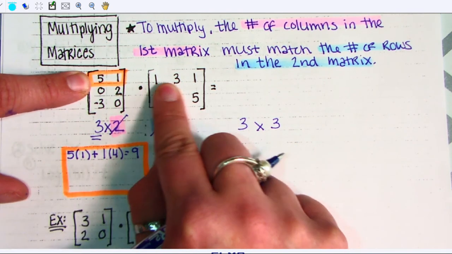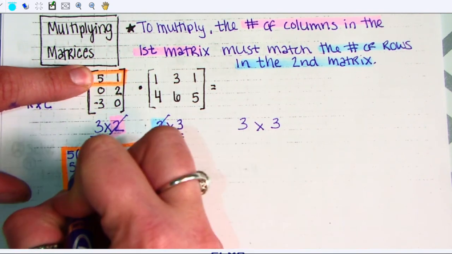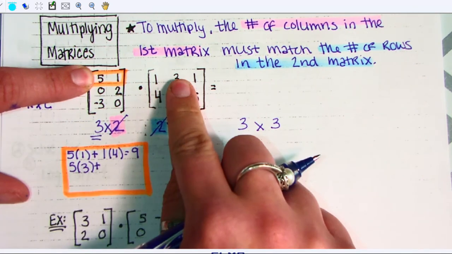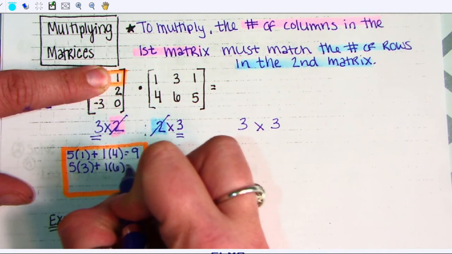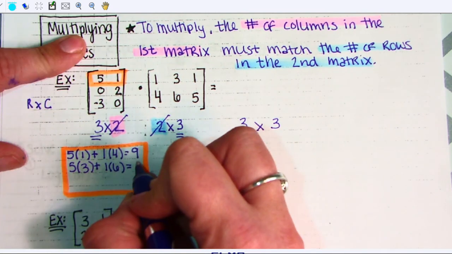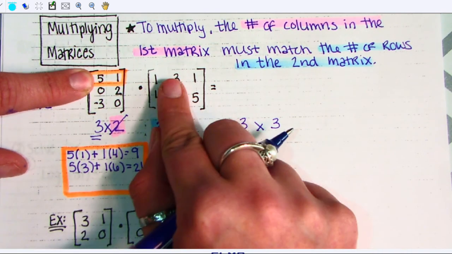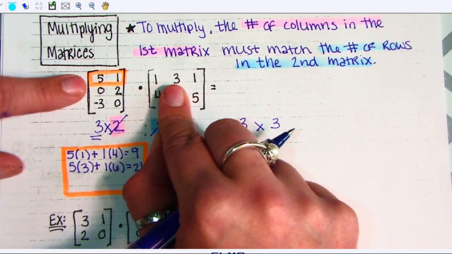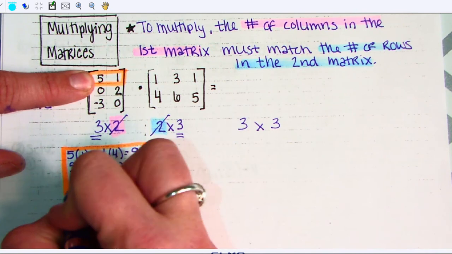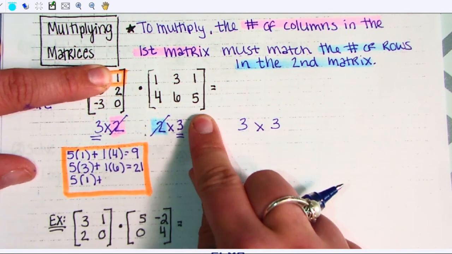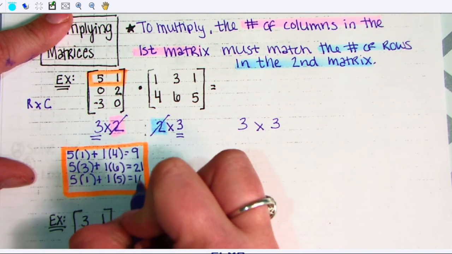Now I shift to column 2. Then I do 5 times 3 plus 1 times 6. So 15 plus 6 is 21. I still have one more column, so I'm sticking with my row, row 1, shift columns. 5 times 1 is 5, plus 1 times 5. So I got 10.